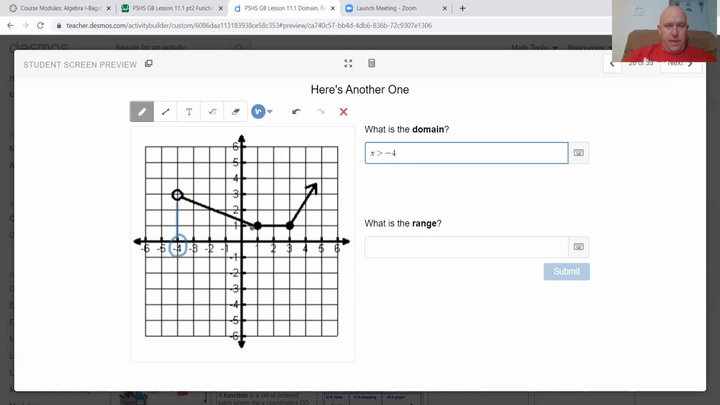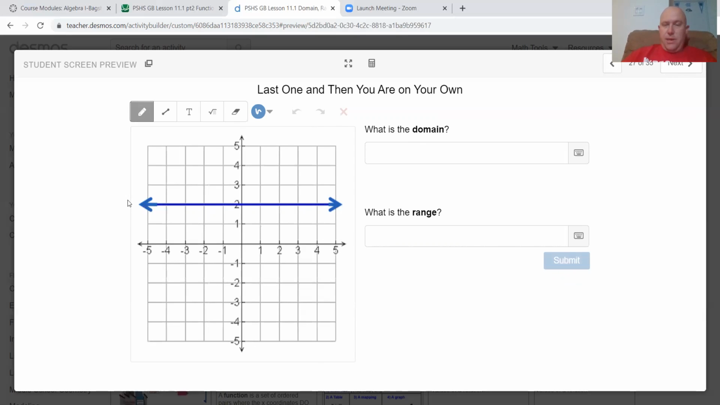For the range, lowest value is 1, and then it continues up forever and ever. So I would say for this one, y is greater than or equal to positive 1. And you can actually see the dots of 1 here as well. So you can definitely have equal to.